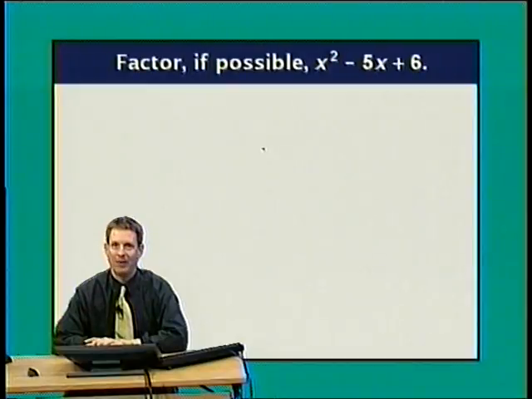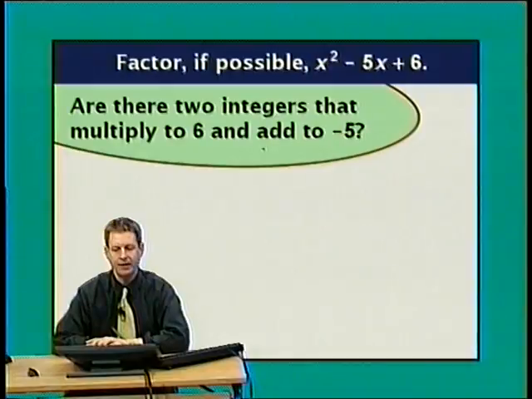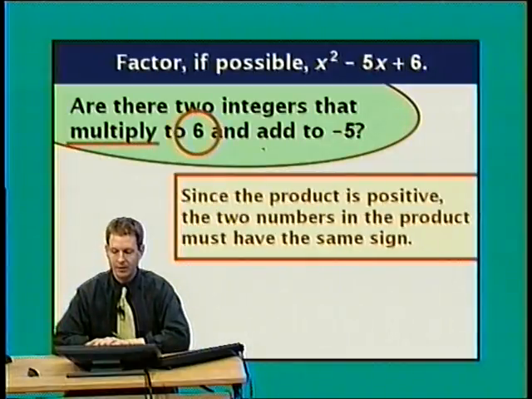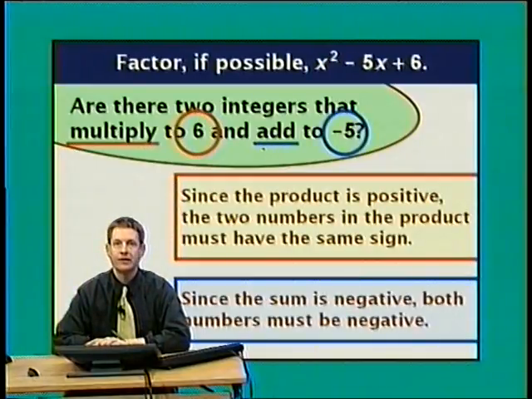Let's do another example. X squared minus 5x plus 6. We want two integers that multiply to the constant and add to the linear coefficient. So the question is, are there two integers that multiply to 6 and add to negative 5? Well, since the product is positive, the two integers must have the same sign. And since the sum is negative, both numbers must be negative, because there's no way we're going to add two positive numbers and get negative 5.